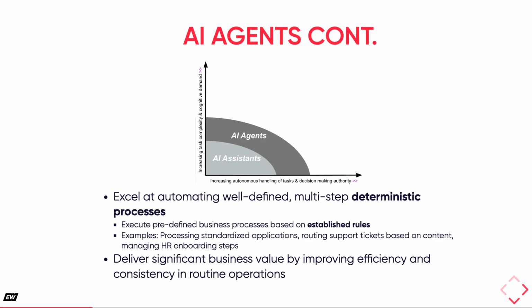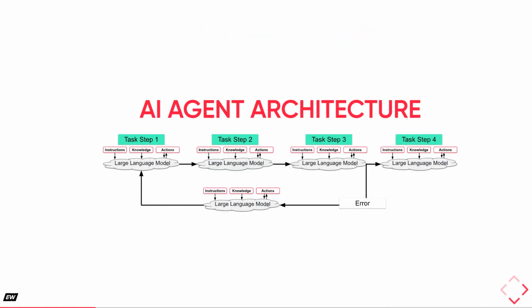Think about processing standardized applications, intelligently routing support tickets based on their content, or managing the sequential steps and decisions in an HR onboarding process. All of these have rules and correct procedures that must be followed. By taking over these routine operations and their associated decisions, AI agents deliver significant business value through enhanced efficiency and consistency. The architecture of an AI agent, as shown here, is naturally more complex.